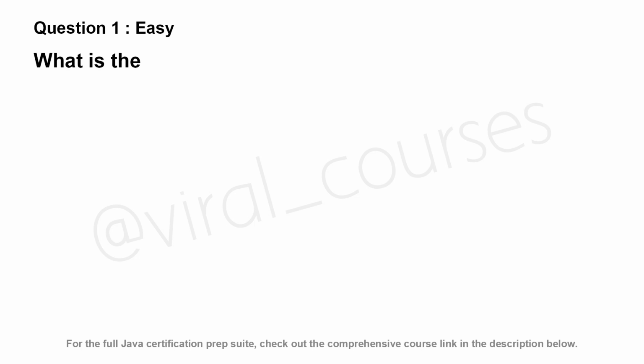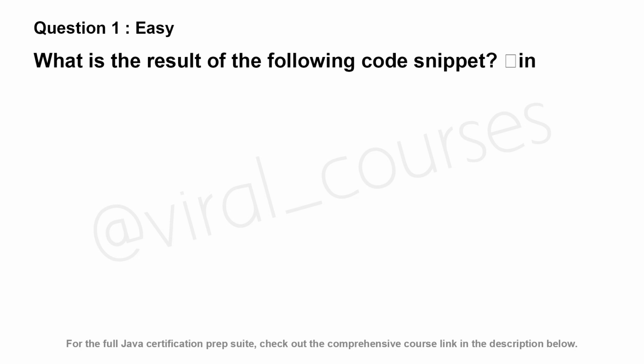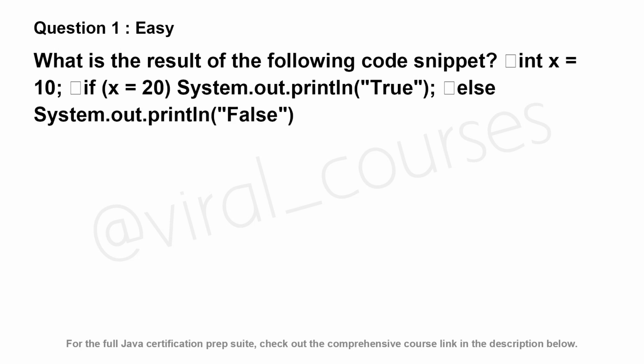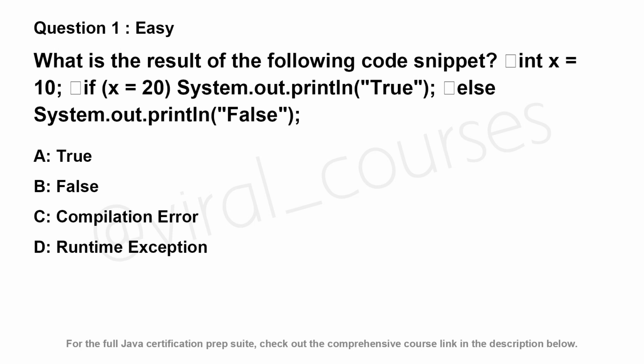What is the result of the following code snippet? int x = 10; if (x = 20) System.out.println(true); else System.out.println(false). Option A, true. Option B, false. Option C, compilation error. Option D, runtime exception.